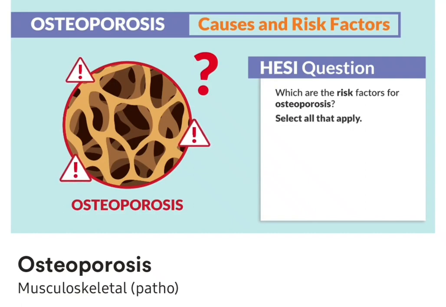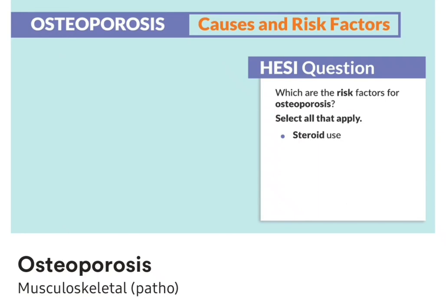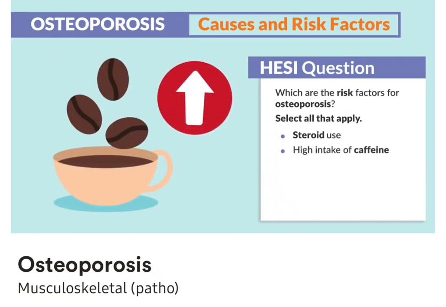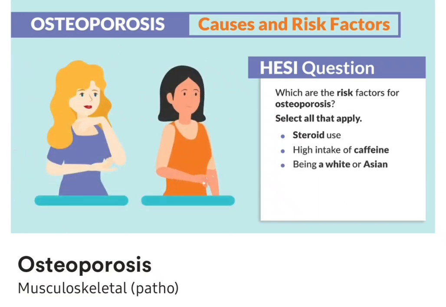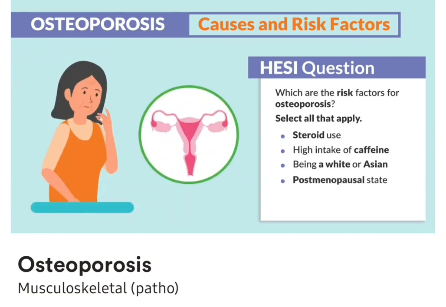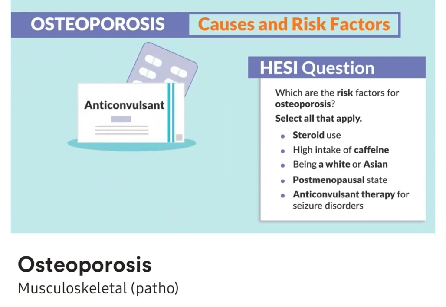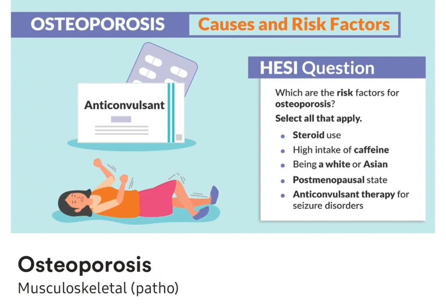Select all that apply. So steroid use, high intake of caffeine, being white or an Asian woman, post-menopausal state, and anticonvulsant therapy for a seizure disorder. A bunch of keywords right there, so hopefully you wrote them down.